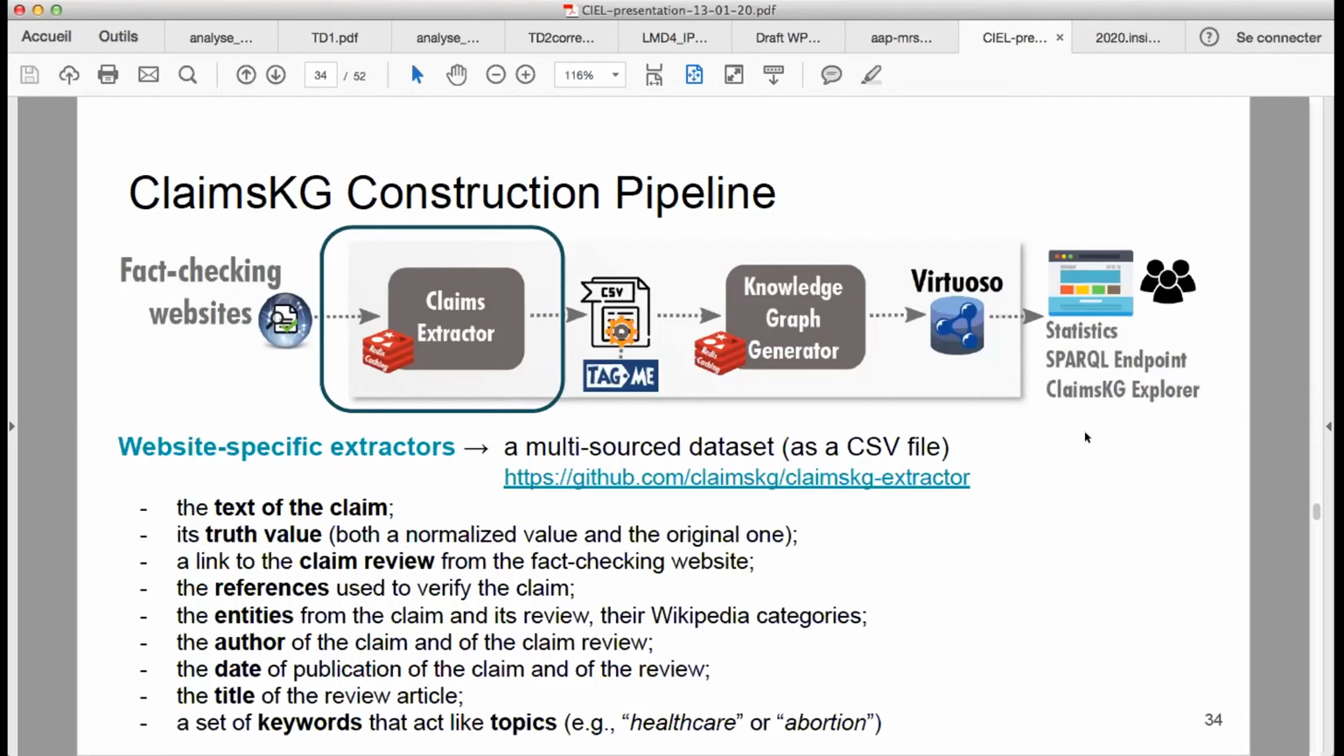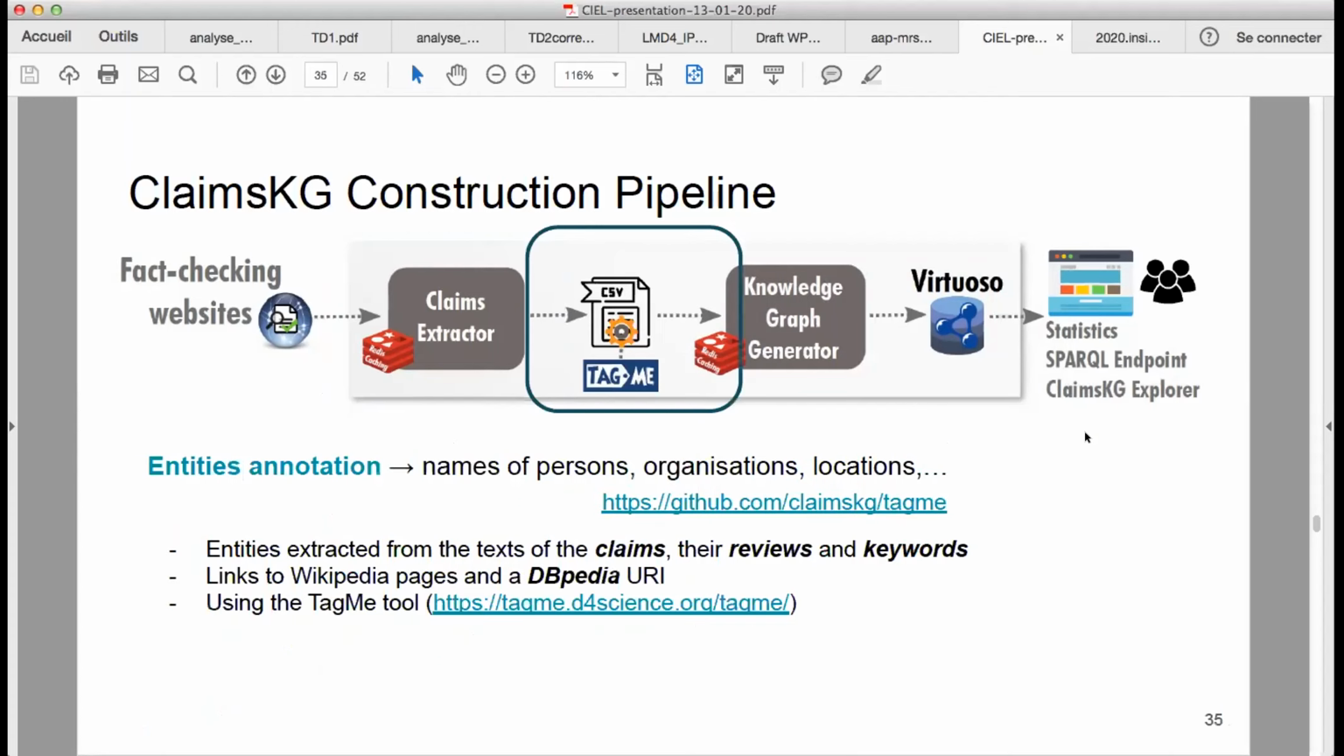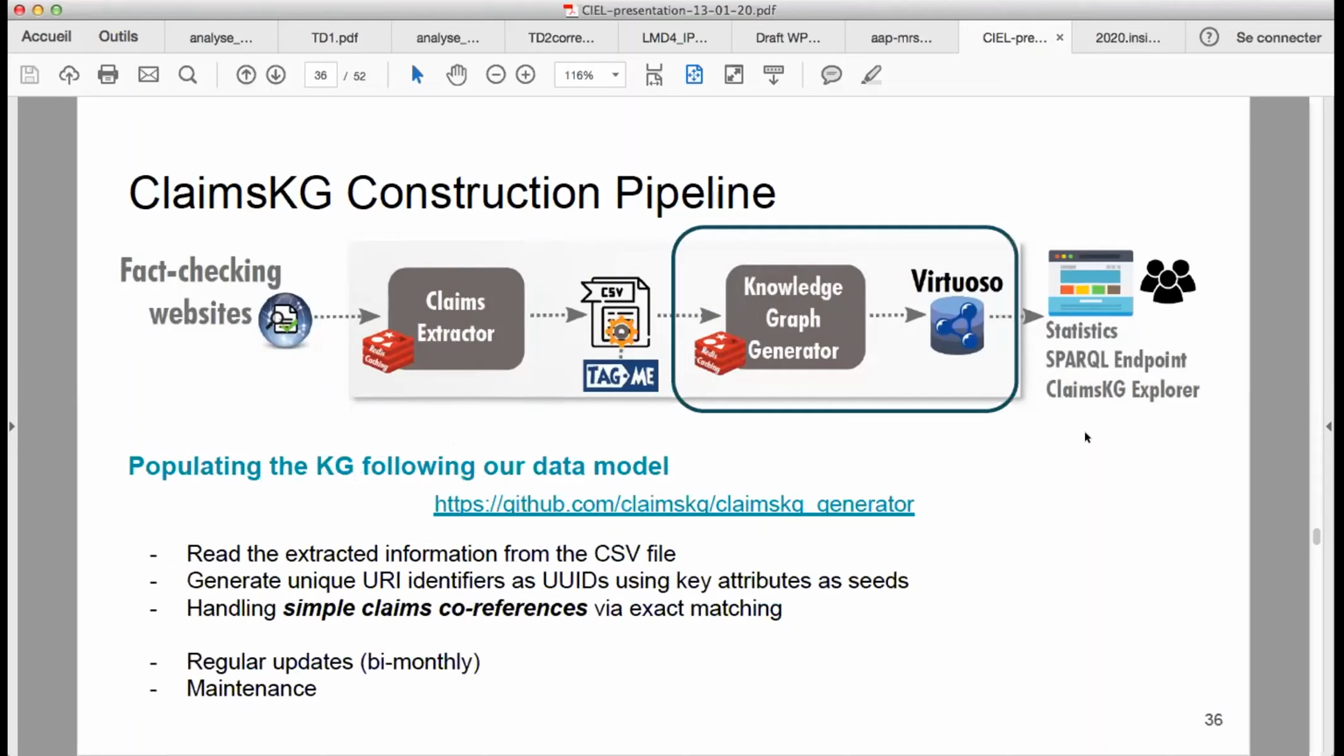There are sometimes keywords that come with the data that we also store. And sometimes they act also like topics, such as healthcare or abortion, for example. And wherever possible, of course, we link all this data to other resources, such as DBpedia, in order to anchor our data to the web of data. As I mentioned, we extract entities and we annotate the text with URLs coming from DBpedia, and then we lift this data by populating our model.